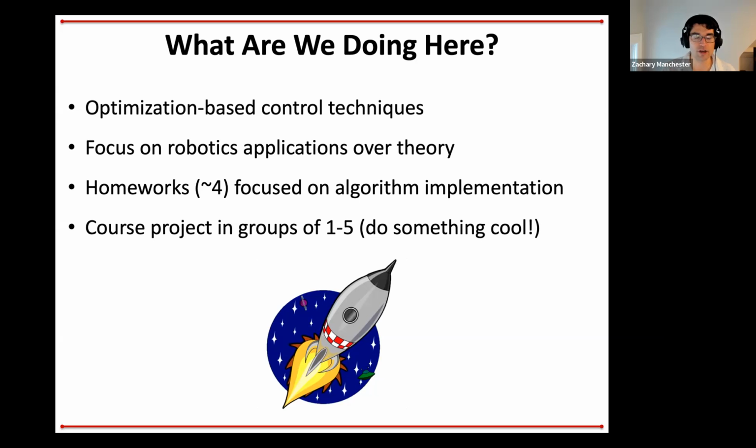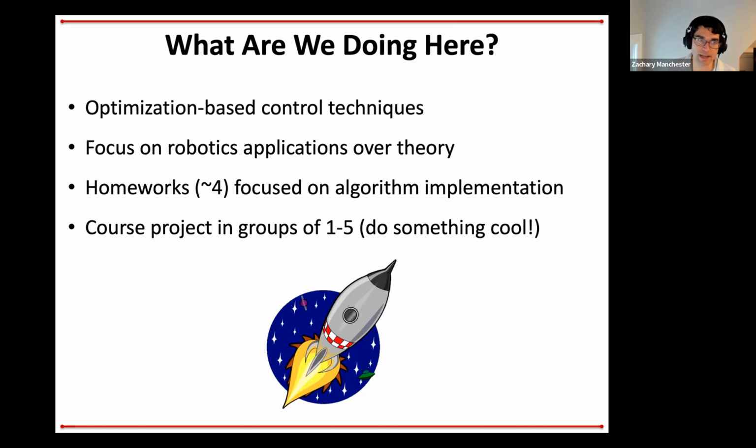We're going to have four major homeworks over the course of the semester. They'll be coding assignments focused on implementing algorithms, trying stuff out, that kind of thing. So there'll be Jupyter notebook based things, due on GitHub and this kind of stuff.